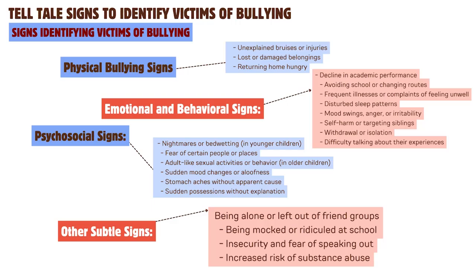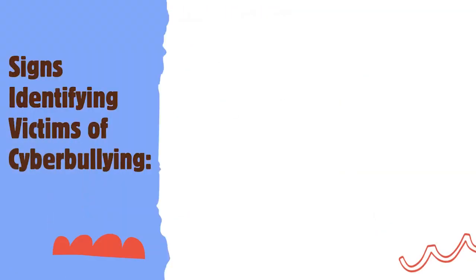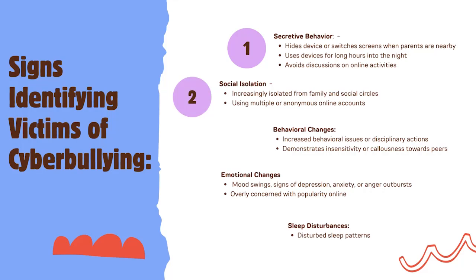Other subtle signs: being alone or left out of friend groups, being mocked or ridiculed at school, insecurity and fear of speaking out, increased risk of substance abuse. Signs identifying victims of cyberbullying: secretive behavior, hides device or switches screens when parents are nearby, uses devices for long hours into the night, avoids discussions on online activities. Social isolation, increasingly isolated from family and social circles, using multiple or anonymous online accounts.